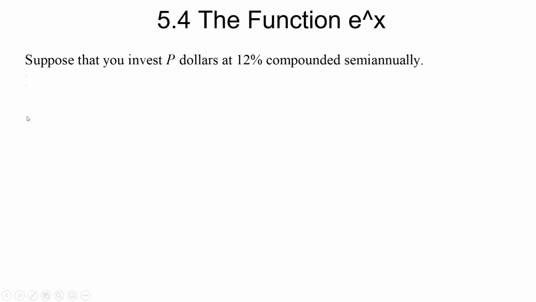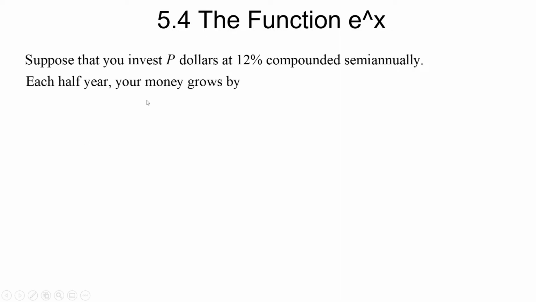So let's apply this then. And this is how we're going to use e to the x in our study of exponential functions. e to the x is part of the continuous change model. So suppose that you invest P dollars at 12% compounded semi-annually. We're about to discover something.